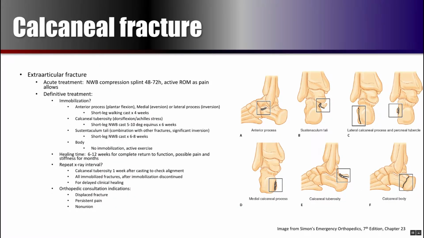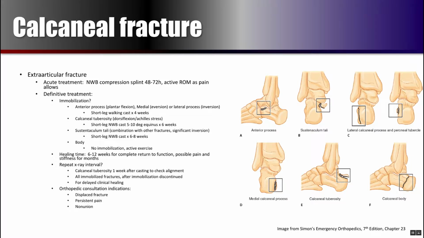Finally, we'll review calcaneal fracture. These can be divided into those that are extra-articular versus those that are intra-articular in terms of management. The extra-articular fracture is less common. Its acute treatment involves non-weight-bearing compression, splinting for 48 to 72 hours with active range of motion as pain allows. Definitive treatment would involve immobilization depending on where the fracture is.